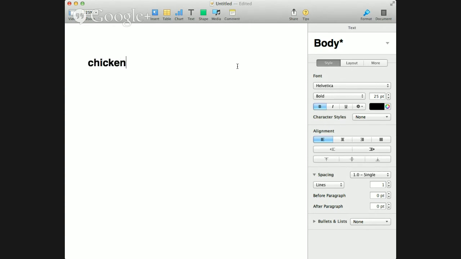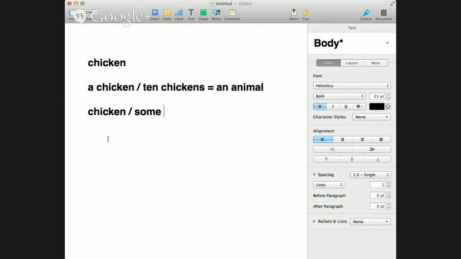So for example, the word chicken, we can have a chicken or we can have 10 chickens. This is the countable form, and when we use the countable form, it's an animal, right? That little thing that clucks and walks around a farmyard. However, if we have chicken without a, simply chicken, or for example, some chicken, we're talking about the food. We're talking about the part that you eat.